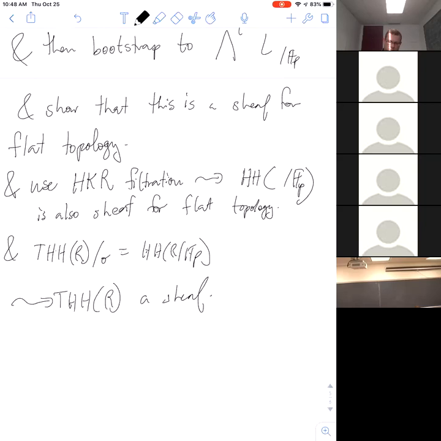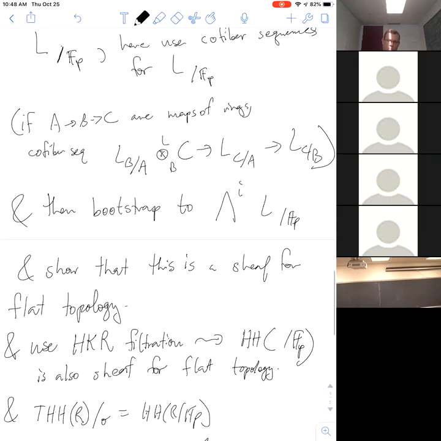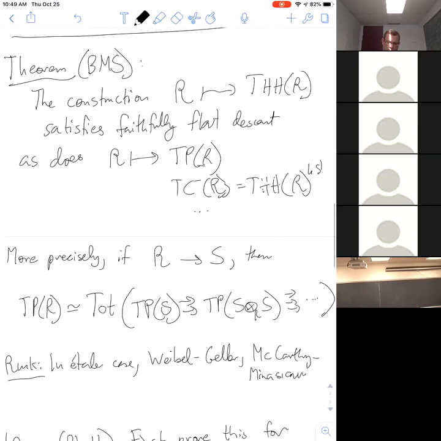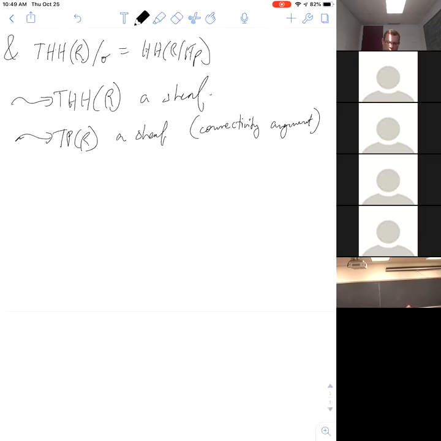And then finally, you have to argue that you can pass S1 Tate constructions through the fact that everything is a sheaf. And again, this is not so hard. There's a little bit of a connectivity argument that one has to make. So in the end, it's a pretty formal argument, but the key step is that you reduce everything to the cotangent complex, and then really bootstrap from there. So this is one of their key ingredients, that TP is a sheaf.